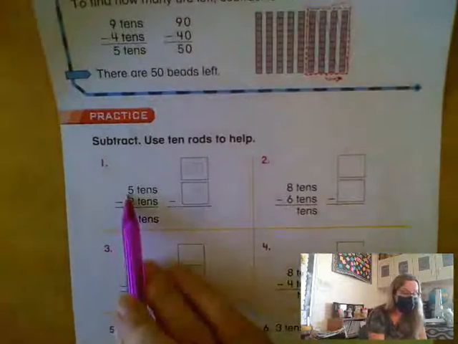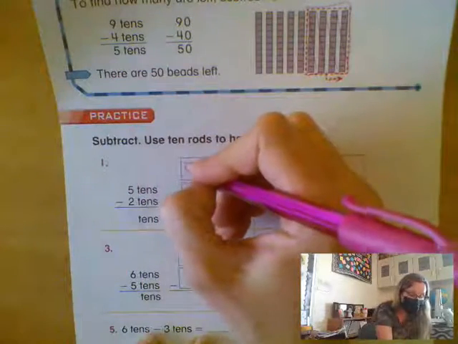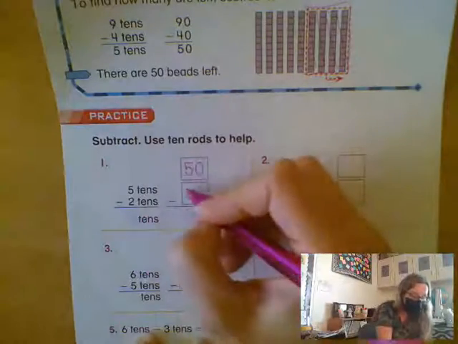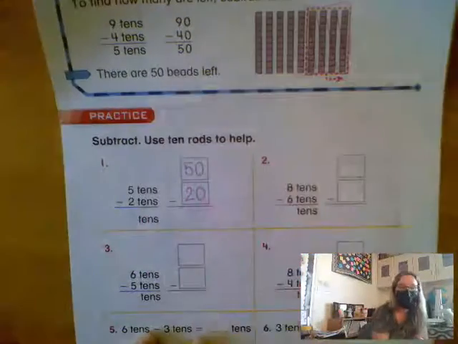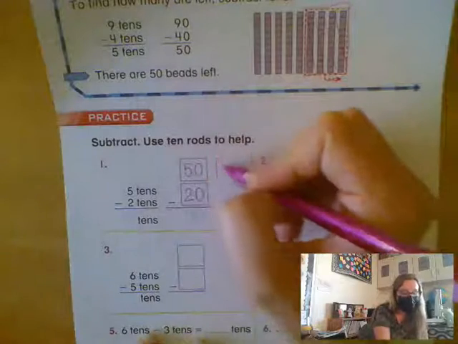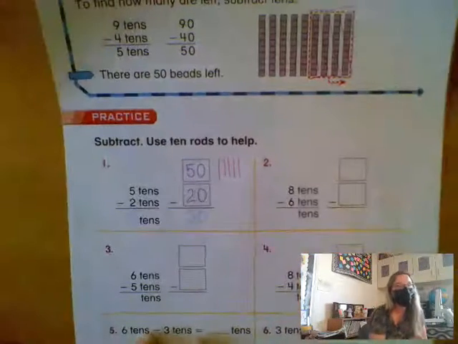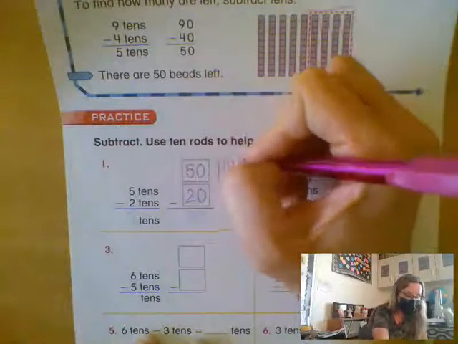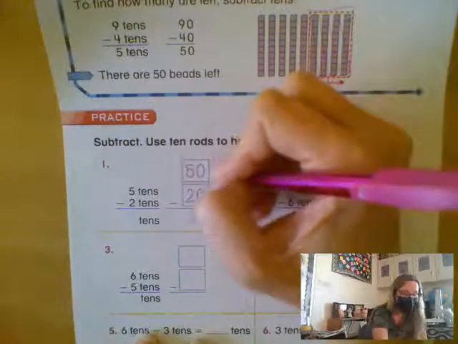So I have 5 tens equals 50. So everyone can trace that 50. 2 tens equals 20. So we can trace that 20. So if I have 1, 2, 3, 4, 5 tens, Victoria, and I take away 2 of them, how many do I have left?